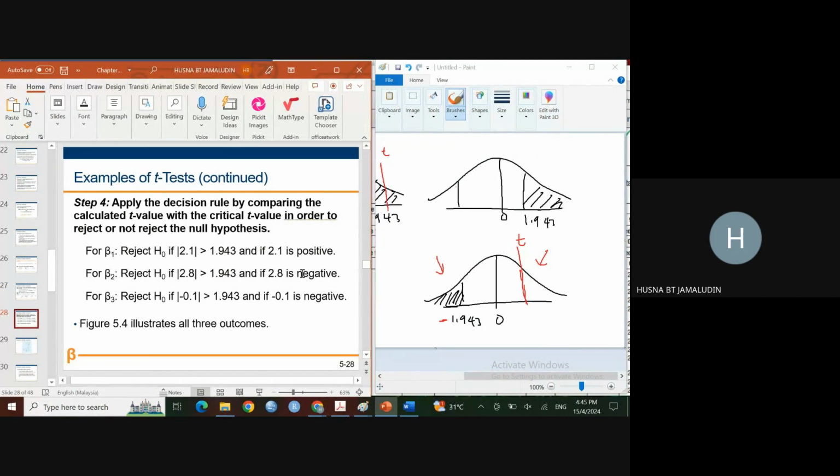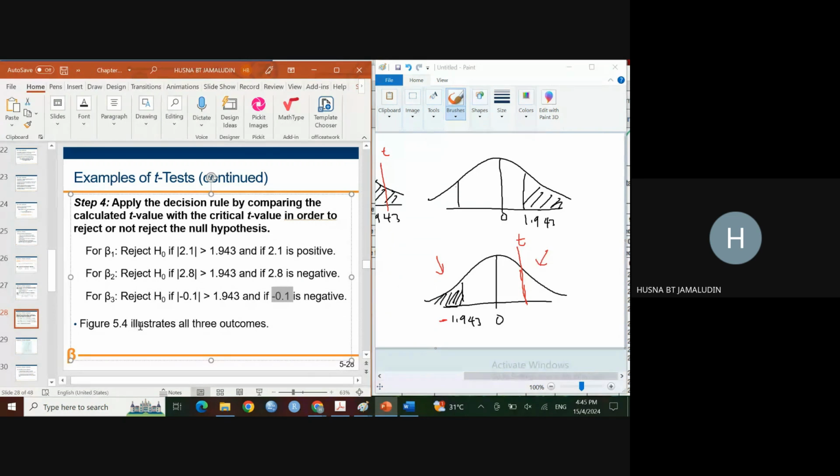Sometimes it's better to draw a diagram so that you can see the area. If you just read the statement, you may get a bit lost. The same thing with beta 3. What is beta 3? SUV, right? Reject the null if the t-score is bigger than this area, and if this one is negative, somehow this is negative, so you reject it.